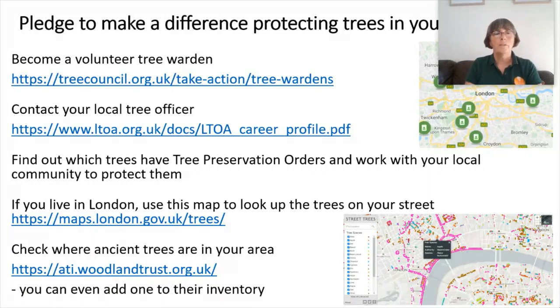And your local area will have a local tree officer. Why not try and contact them and invite them to your school to give you a talk about local trees and what you can do to help look after them. There are other things you could do. Find out which trees in your area have a tree preservation order on them and work with your local community to help protect them. There's an amazing map that you can use in London to find out and look up all about your local street trees. And you can even find out, are there any ancient trees in your area? The Woodland Trust's website is good for this one.